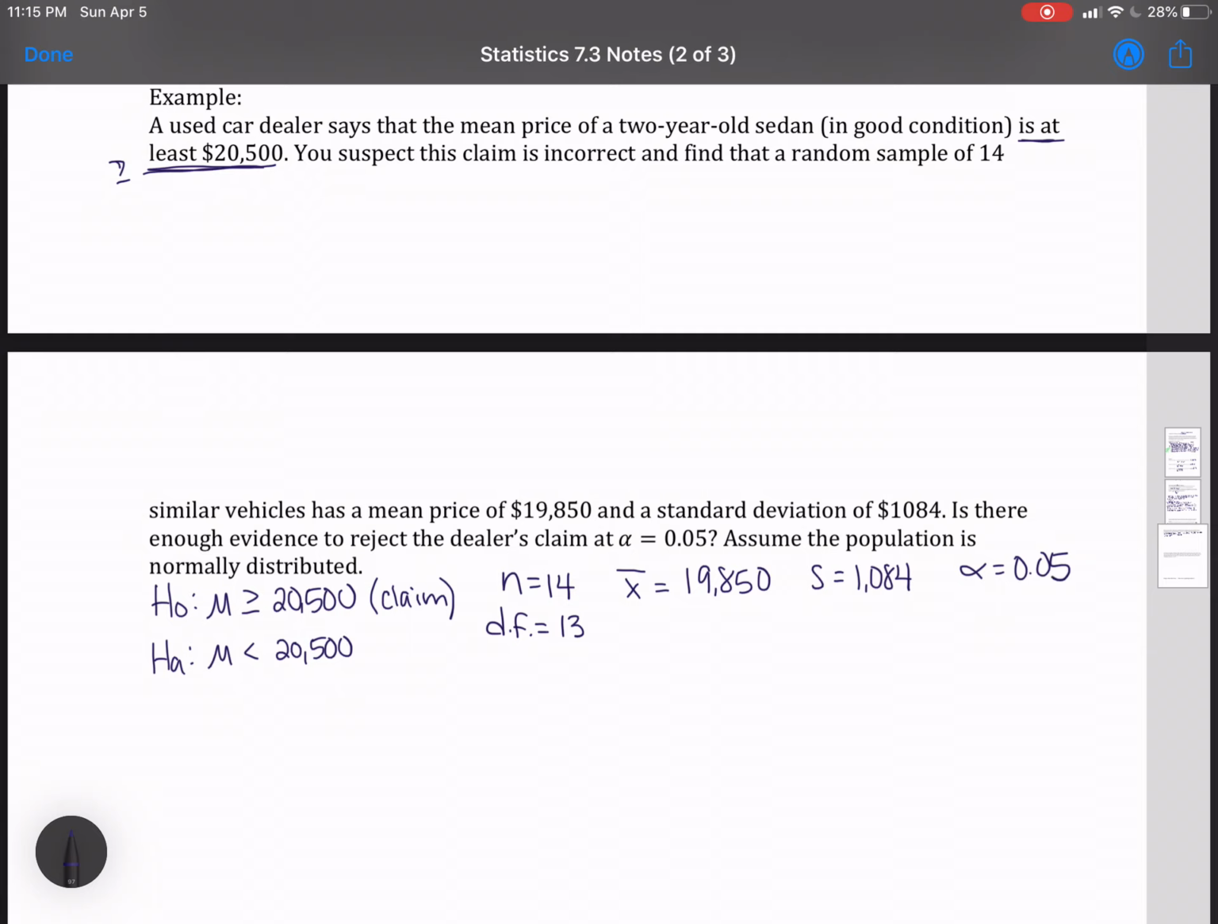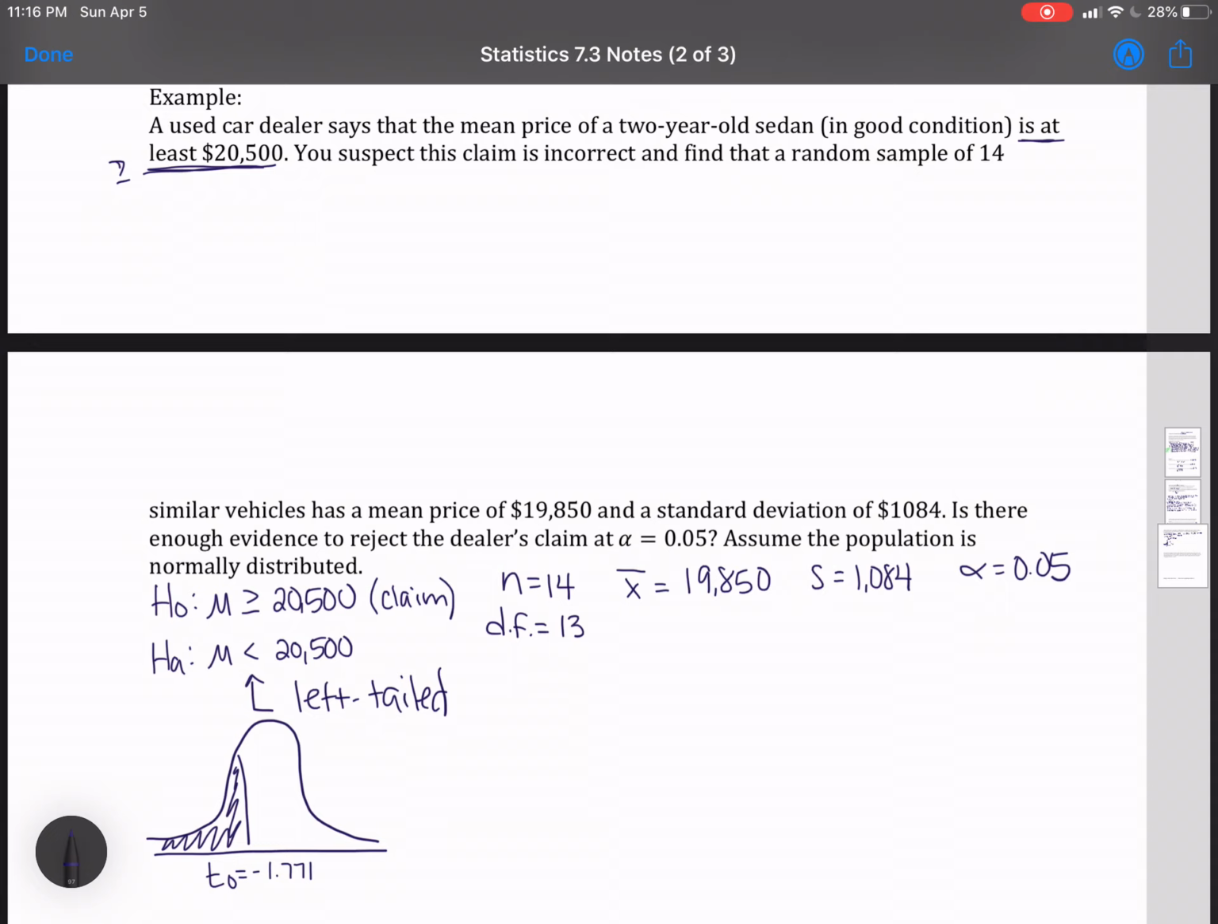Okay. Since it's less than that, this is going to be left-tailed. So I'm going to go ahead and sketch our graph to show that it's going to be left-tailed. And then we want to find our critical value. So using table 5, degrees of freedom 13, and we're one-tailed at the 0.05 level of significance. That tells us that our critical value, and I found this early, I'm not going to make you jump back and forth again, is going to be negative 1.771.